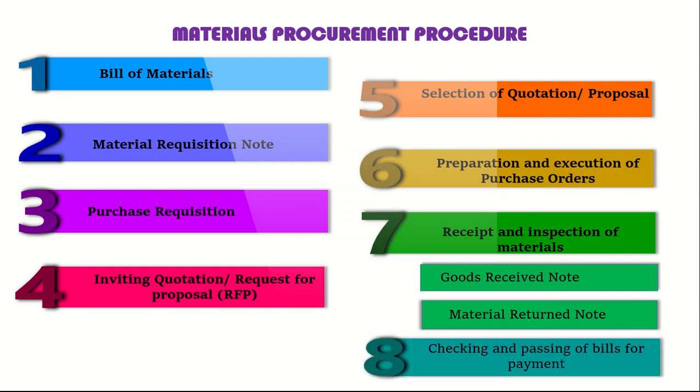8. Checking and passing of bills for payment. The invoice received from the supplier is sent to the accounts section to check authenticity and mathematical accuracy. The quantity and price are also checked with reference to the goods received note and the purchase order respectively. The accounts section, after checking its accuracy, finally certifies and passes the invoice for payment.